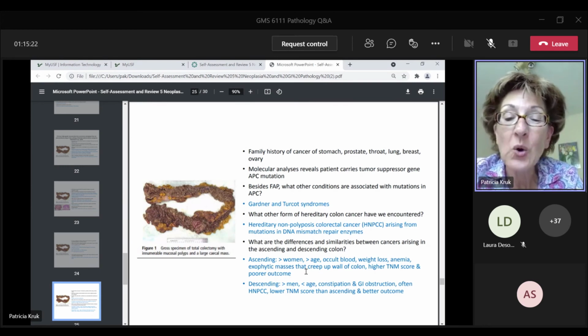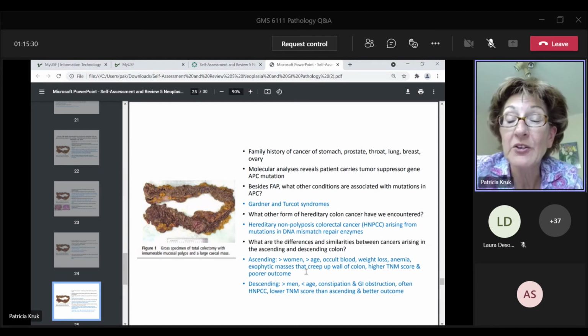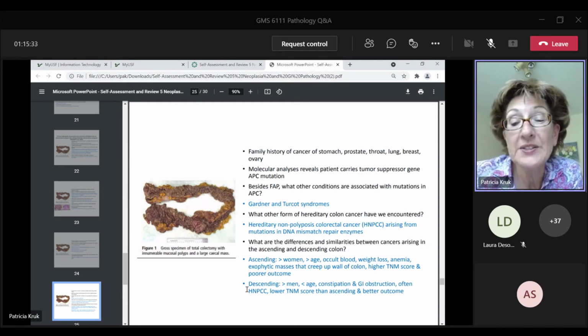In the descending colon, a lot of the carcinomas, again, more commonly occur in men. They can occur at a little earlier age. They present more with obstruction, and this is where we see the hereditary non-polyposis colon carcinomas show up. They have a lower TNM score. They have a little bit of a better outcome than cancers in the ascending colon.